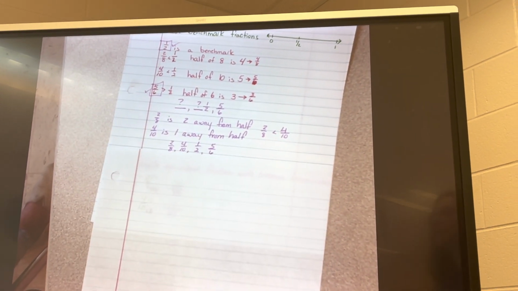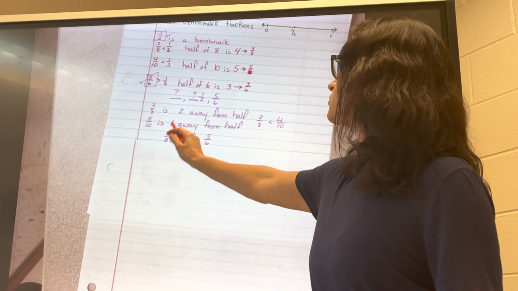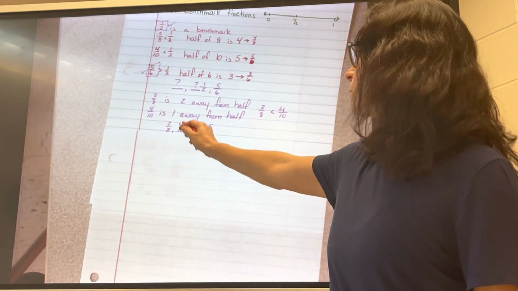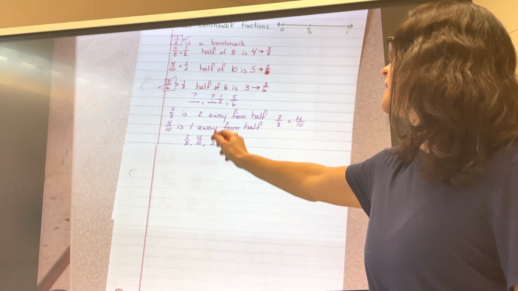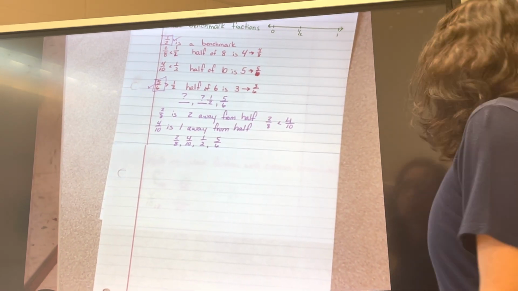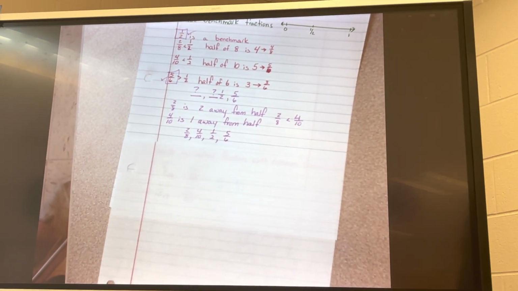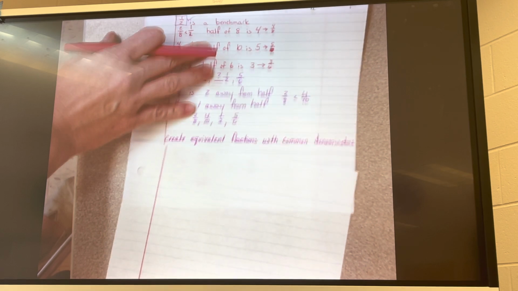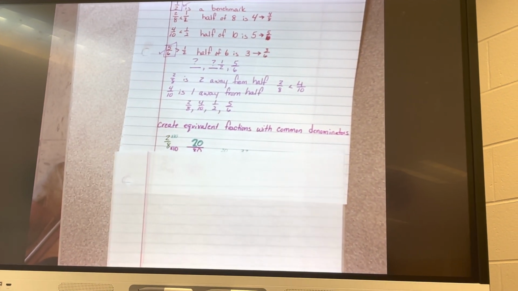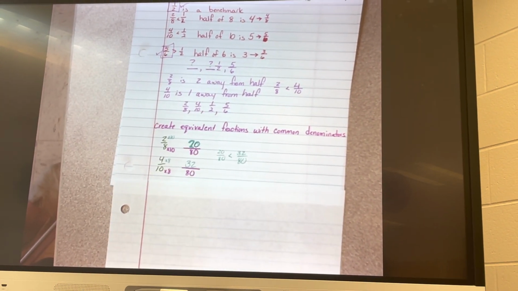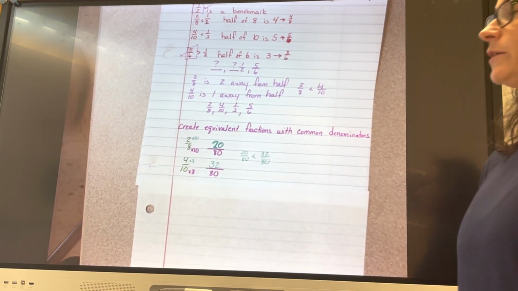All right, so I'm going to go ahead and put them in order. 2/8 is less than 4/10, and 4/10 is less than 1/2, and 1/2 is less than 5/6. And I've ordered them from least to greatest. But sometimes when you have 2 that you're trying to figure out where they go, you can create equivalent fractions with common denominators to compare them as well.